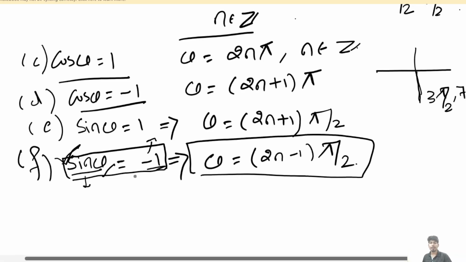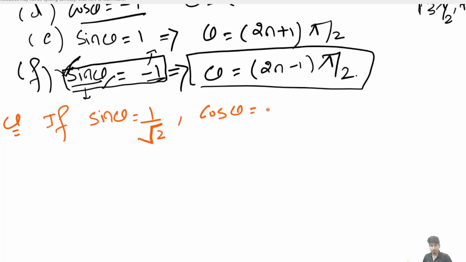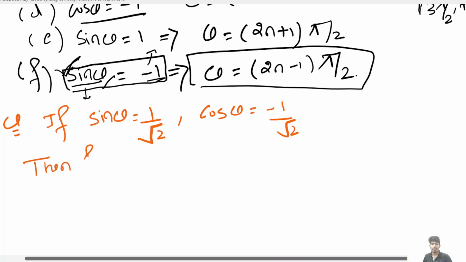Okay, students, what is our first question? If sine theta is 1 upon root 2 and cos theta is minus 1 upon root 2, then find the general values of theta.